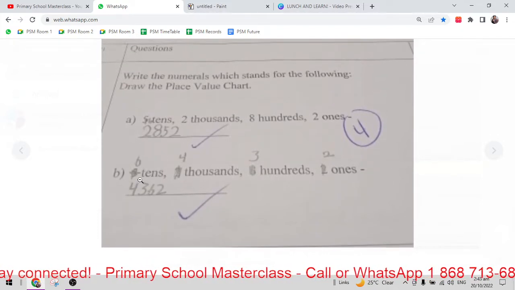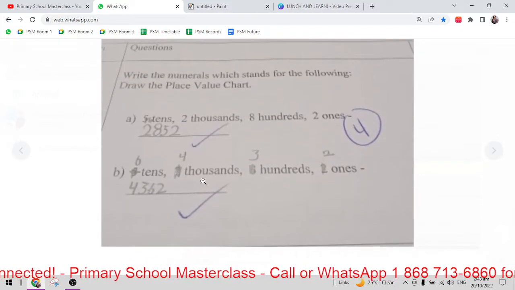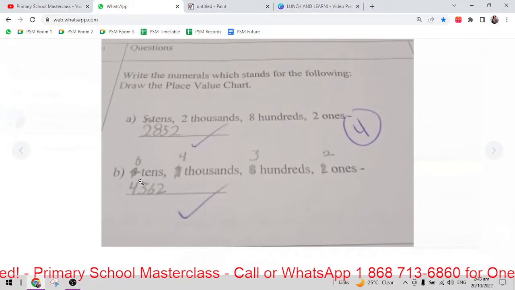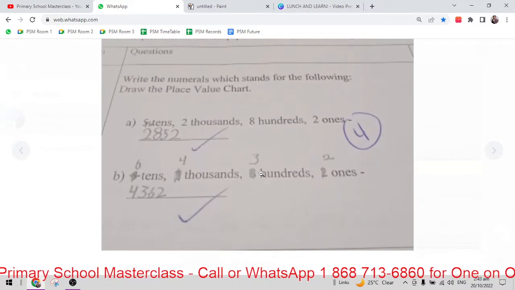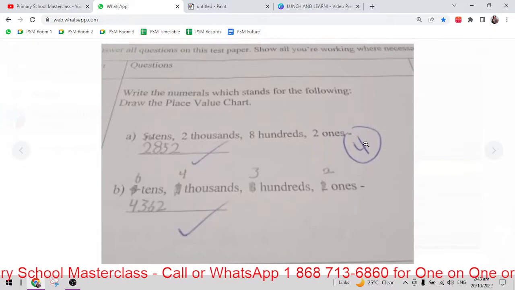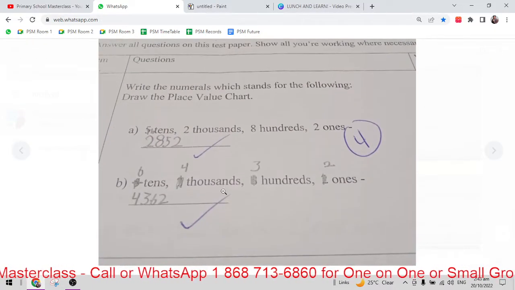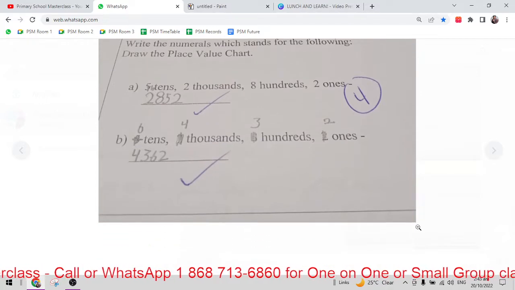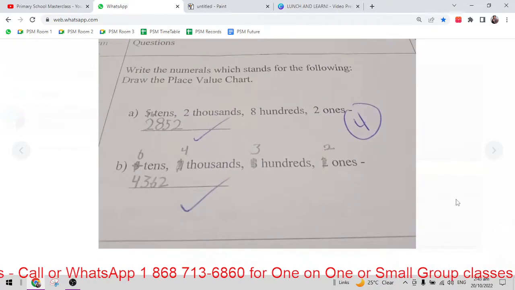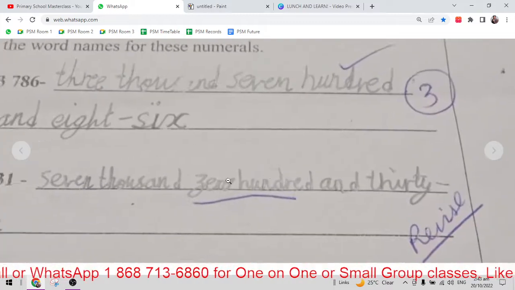For part B, I think they did some changes in the question paper here. So it's 6 tens, 4,000s, 300s, and 2 ones. She got that right. Awesome. Moving on. Right. Then we have, oh, this is the same question here. Right. You also got this right.